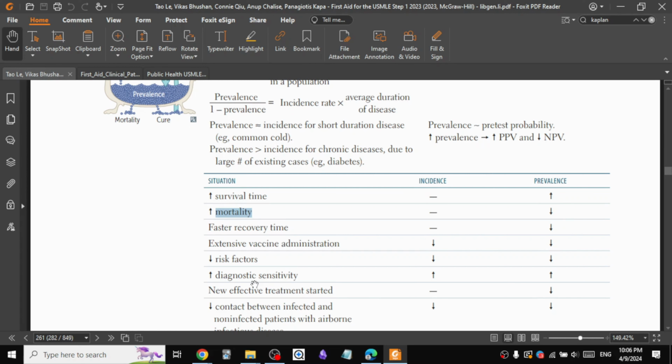All right, decreasing risk factors. If the overall risk factors decrease, let's say during COVID, if everyone started wearing masks, I'm trying to decrease the risk factor. That was airborne transmission, right? So if I do that, I decrease the incidence and I decrease the prevalence.